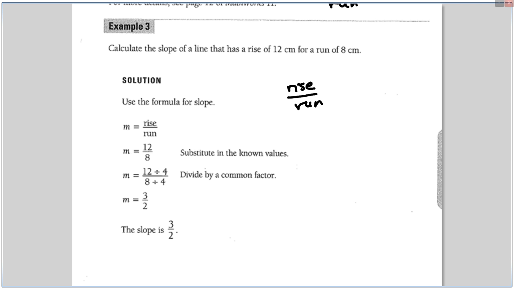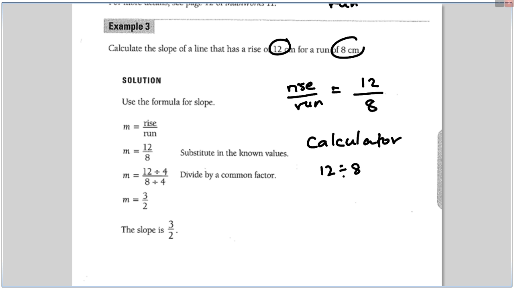Okay, so you can see in the example, what have they done? All they did was take the rise over the run. They told you the rise is 12, the run is 8. 12 divided by 8. So in your calculator, all you got to do is go 12 divided by 8, and you get an answer.